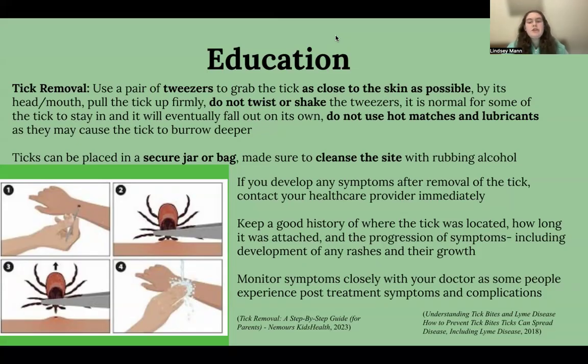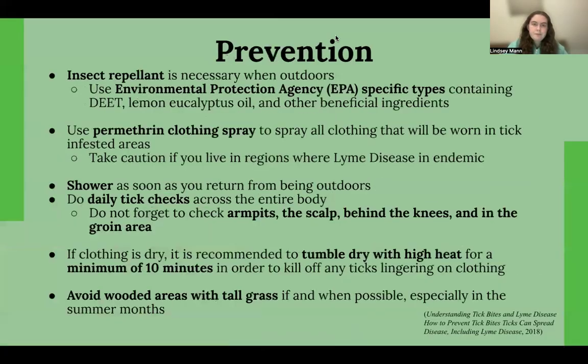You should be keeping a good history of where the tick was located when you found it, how long it was attached, and the progression of any symptoms, such as if you develop a rash, when you developed it, and if it's grown over time. As well, it's important to monitor symptoms closely with your doctor, because a lot of people who are diagnosed with Lyme experience complications after they're treated. It's not a specific separate diagnosis yet, but there's a lot of medical research and information about possible complications of Lyme later down the road. So it's important to keep monitoring your symptoms if you are diagnosed.